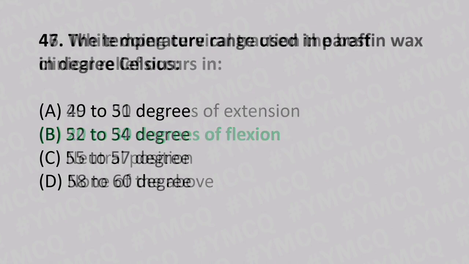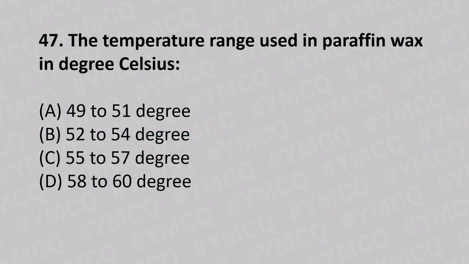Moving to our 47th question, the temperature range used in paraffin wax in degree Celsius. Option A, 49 to 51 degree. Option B, 52 to 54 degree. Option C, 55 to 57 degree. Option D, 58 to 60 degree. And the answer is option B, 52 to 54 degree.